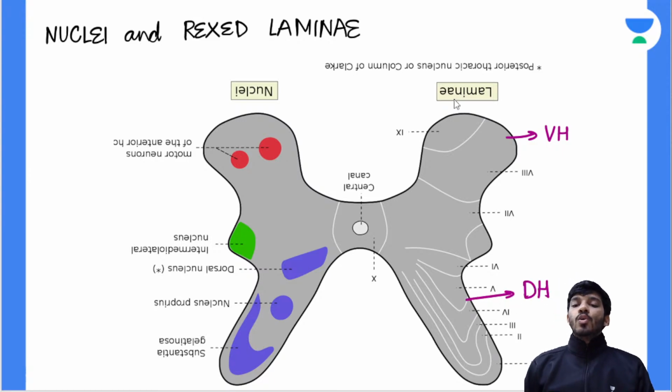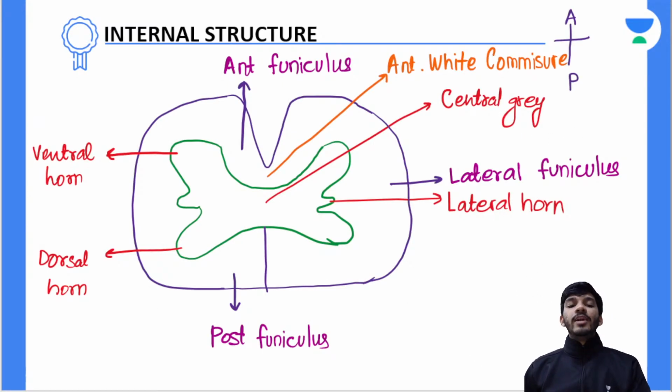These are the Rexed laminae and these are the nuclei. These nuclei and laminae are correlated to each other. So first understand what the nuclei are and then understand the laminae, so that you are able to read. I will invert this picture again for you, but I just wanted to compare it with this picture.